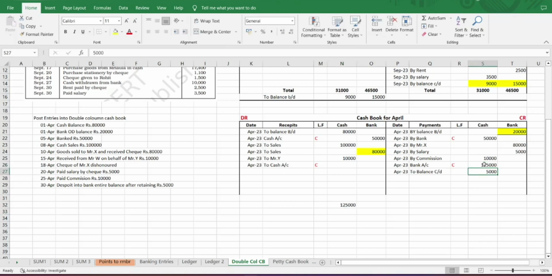1,25,000 bank account and 1,25,000 here. So total 1,90,000 and total of our 2,55,000 and 1,05,000. So 2,55,000 minus 1,05,000, 1,50,000 is the balance. 2,55,000.